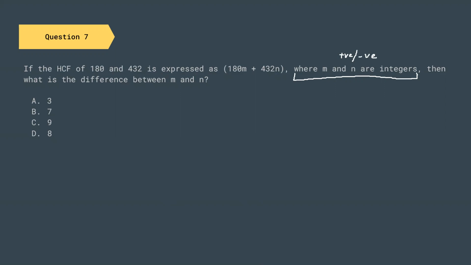And then you have to tell the answer sheet what is the difference between m and n. So you have to find the final value of m minus n. So now let us start with the question. What will be the HCF of 180 and 432? So the first step I'm going to perform is the prime factorization of 180.